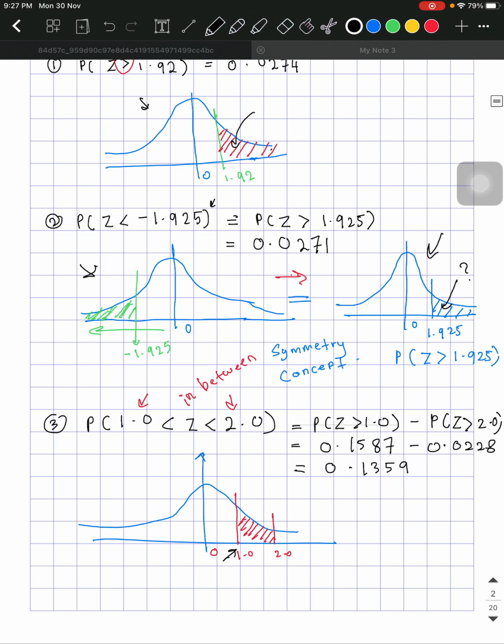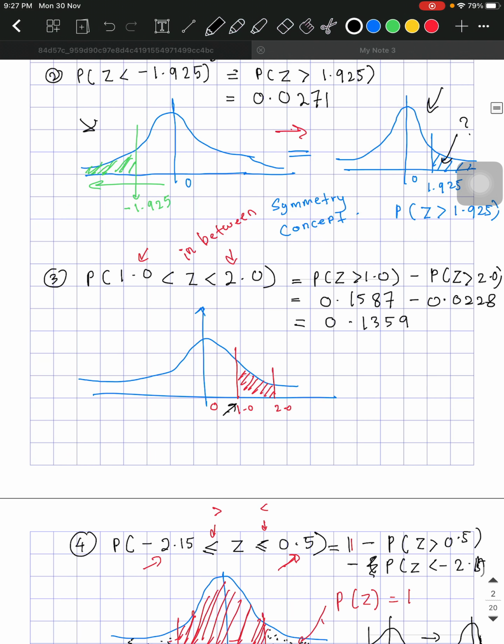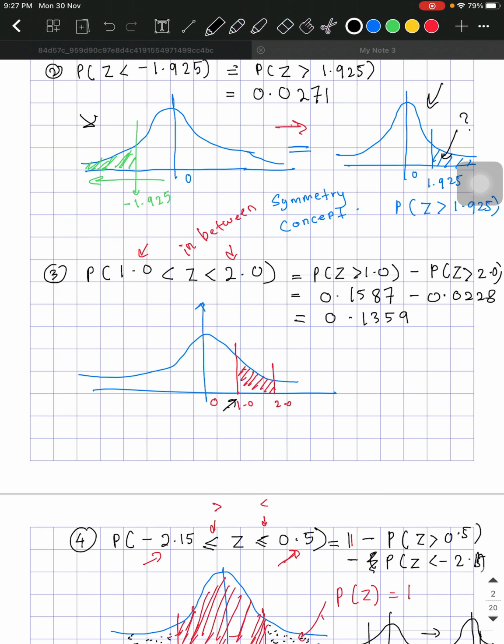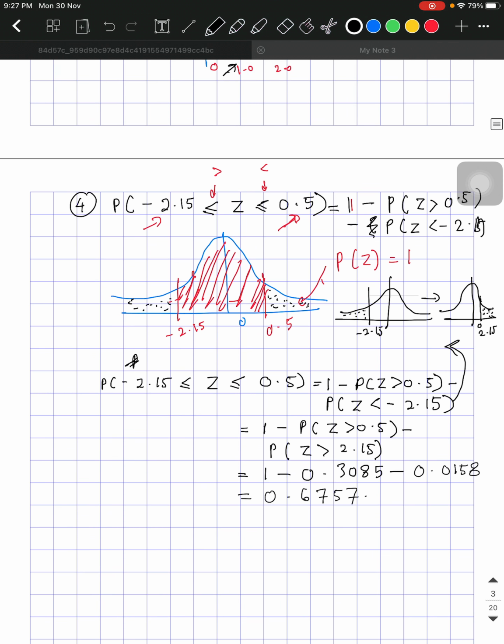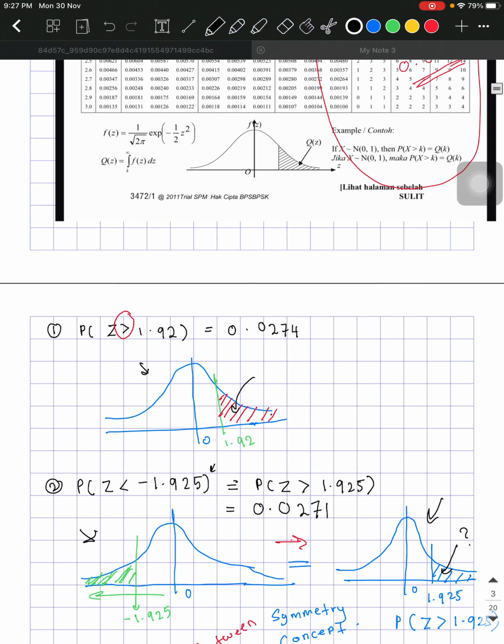draw the bell shape, and you have to figure out whether you can use the symmetry concept or not. And I think that's all. Thank you.